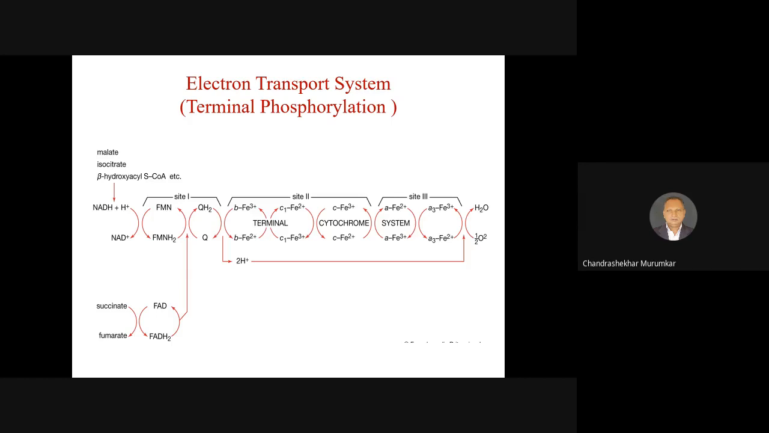Now, as I told you, this image shows site 1, site 2 and site 3, but this is for the sake of convenience. Actually, site 1 is shown here. The site 2 is the site below, that is FAD. The site 2 is actually site 3, and site 3 is actually site 4, that is the terminal oxidase enzyme. Now, what is happening here?